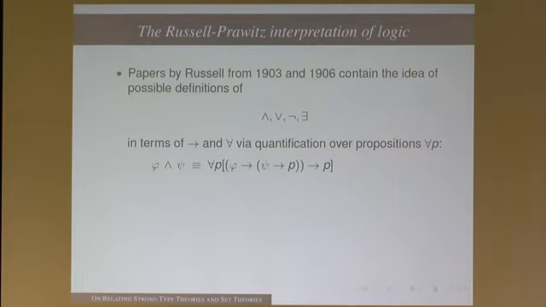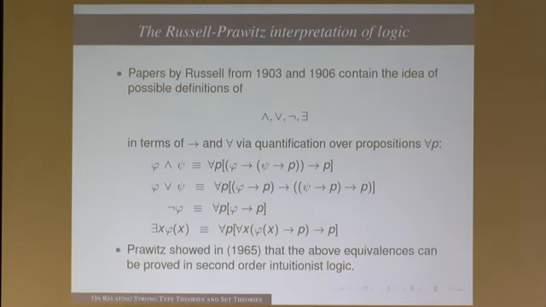And so, for instance, there is an impredicative way of defining conjunction in this way. You define phi and psi to be, for all propositions P, if phi arrow psi arrow P, then P. And you can do this with the other quantifiers and connectives in this way. And I think this idea was then taken up by Prawitz in 1965. And so if you work in second order intuitionistic logic, then you can define everything in terms of arrow and universal quantification.